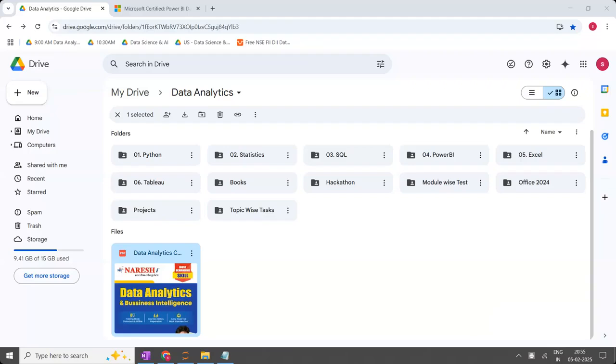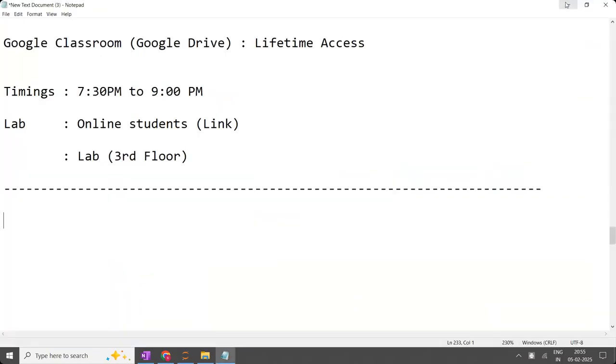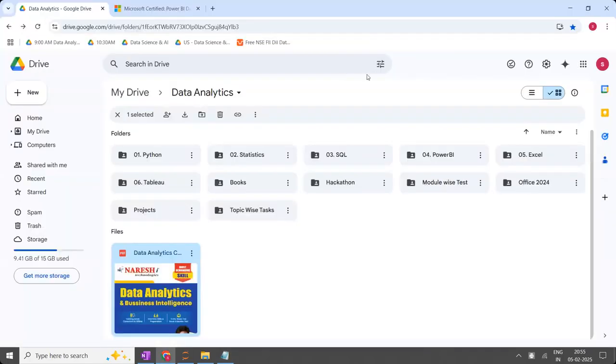How are you going to get the PDFs and running notes? In the demo classes, you are going to get them on WhatsApp. Once the demo classes are completed, you are going to get the Google Classroom. In that, a Google Drive will be there, and in the drive only, I'm going to add every day's class notes.